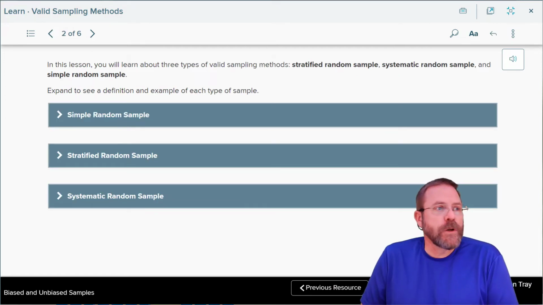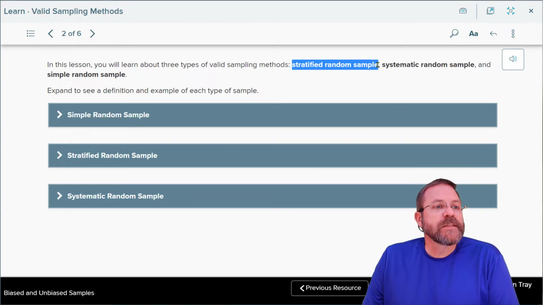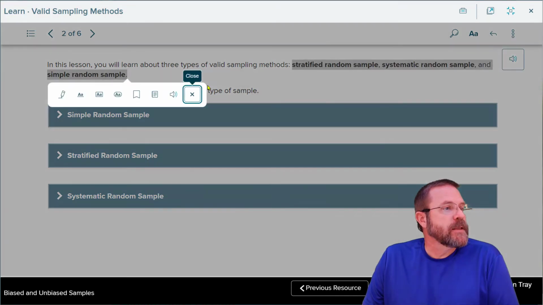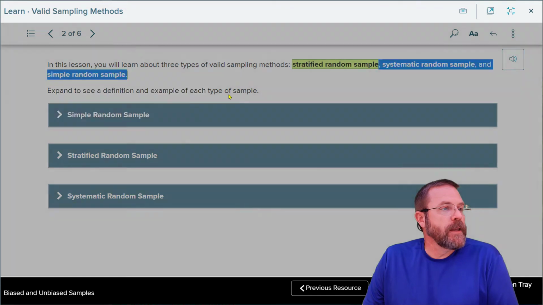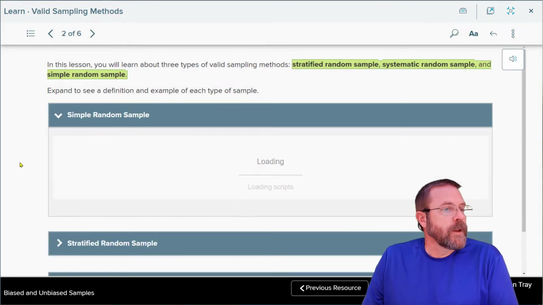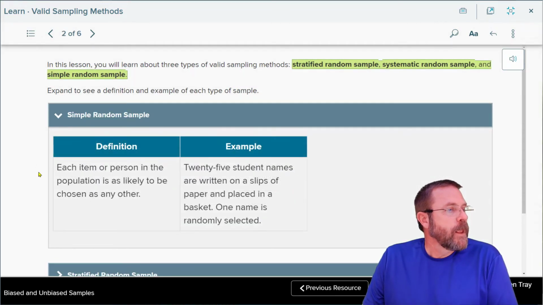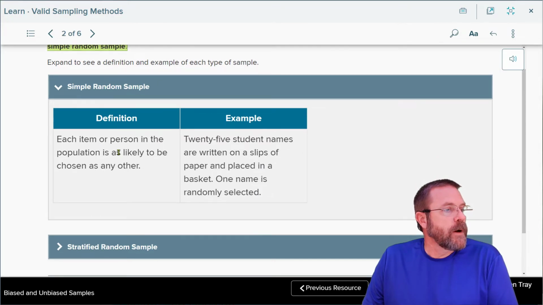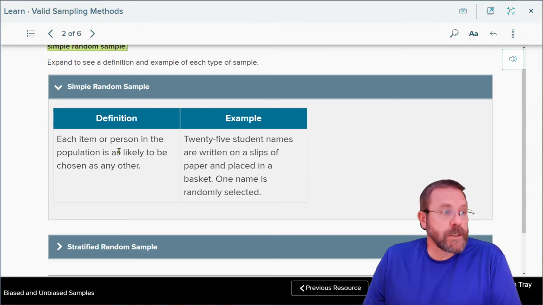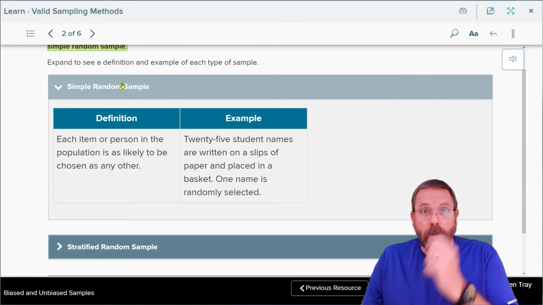Now, in this lesson, you're going to learn about three different types of valid sampling methods. They are stratified random sample, systematic random sample, and simple random sample. And we're going to define each of those below. The simple random sample is each item or person in the population has an equally likely chance of being chosen as anybody else. An example, 25 student names are written on a slip of paper, they're placed in a basket, and one name is randomly selected. That would be a simple random sample.